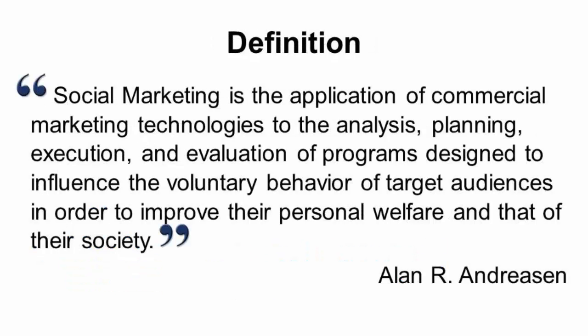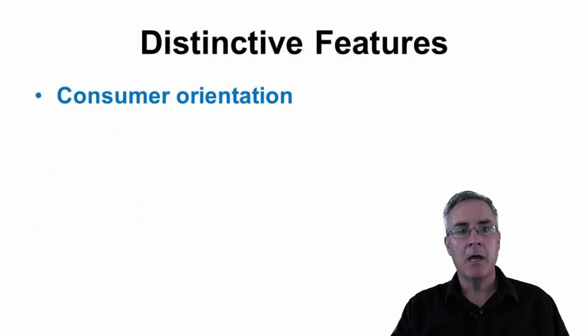The definition I offer is used widely and comes from Dr. Alan Andresen, a professor of marketing at Georgetown University. He defines social marketing as the application of commercial marketing technologies to the analysis, planning, execution, and evaluation of programs designed to influence the voluntary behaviors of target audiences in order to improve their personal welfare and that of their society. Social marketers take a consumer orientation.